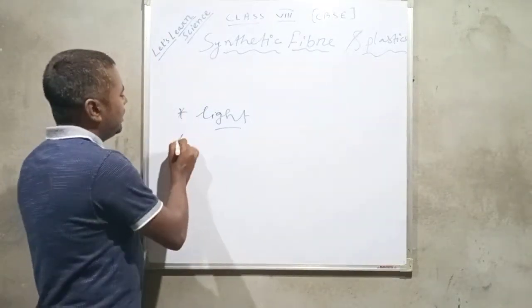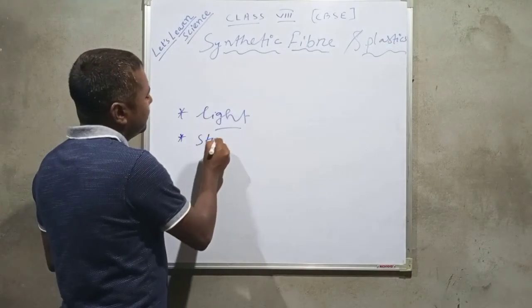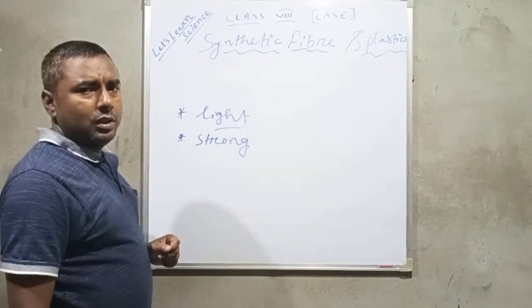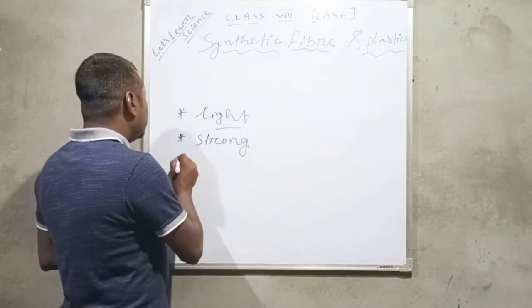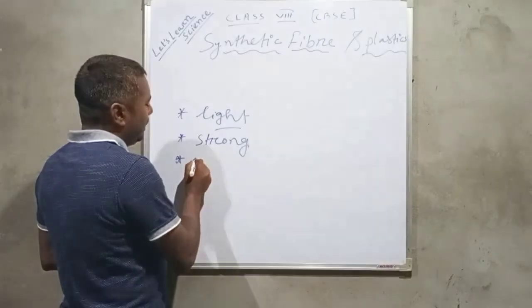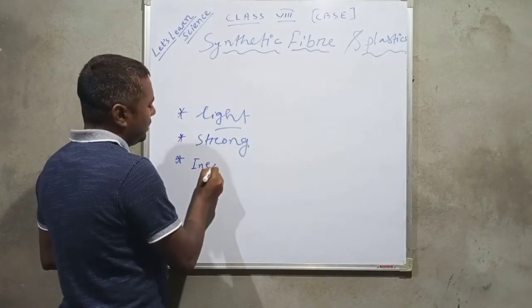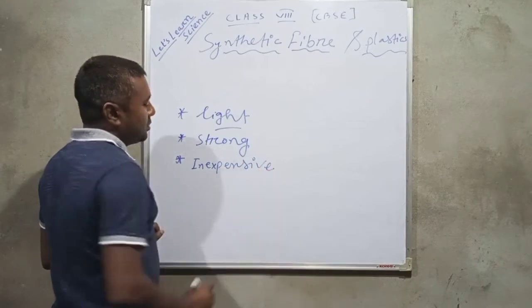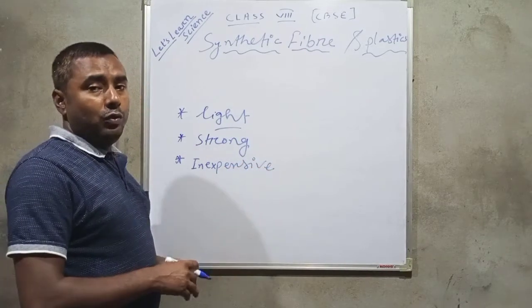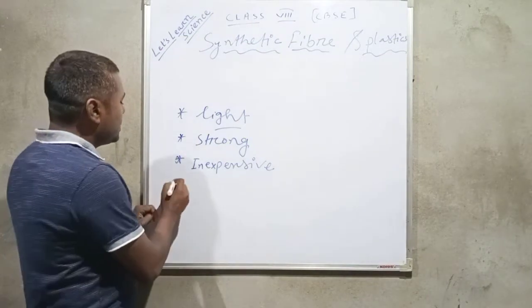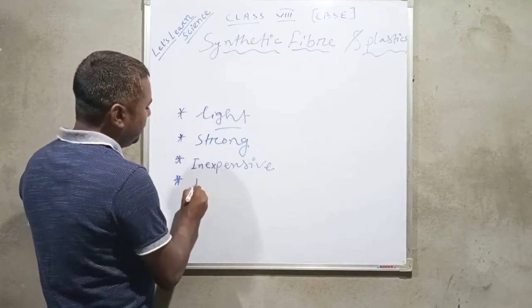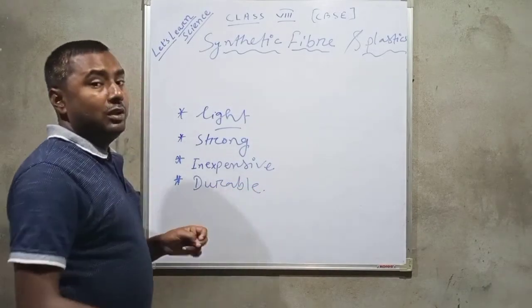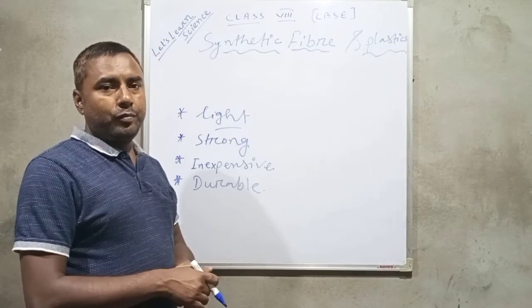Then you will consider another property. It must be strong so that it should not easily tear. Then you also consider it must be inexpensive. That is, it should not be too much expensive. Its cost must be low. Then you also consider it must be durable, that it must be long lasting, so that later on you can use that one again.